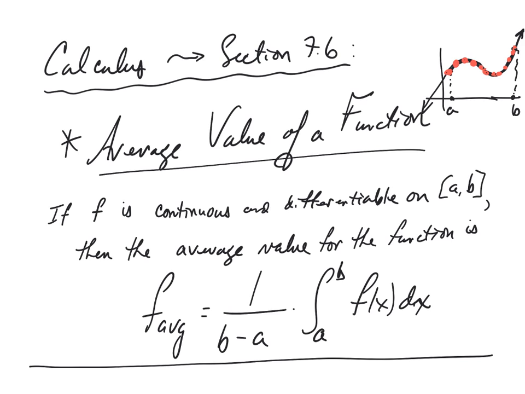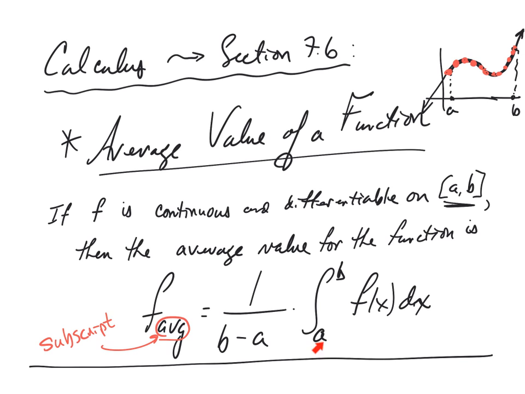Look below. It just simply says if f is continuous and differentiable on a to b, meaning on the interval from a to b, then the average value for the function is, and we use this notation, f for the name of the function, and then avg or ave, depending on what textbook you look in, for average. Let me circle it in red. This is meant to be a subscript. I'm not sure if it looks very good on your screen, but that's meant to be a subscript. So it's supposed to be f sub average is going to be equal to 1 over b minus a times the definite integral from a to b of f of x dx.